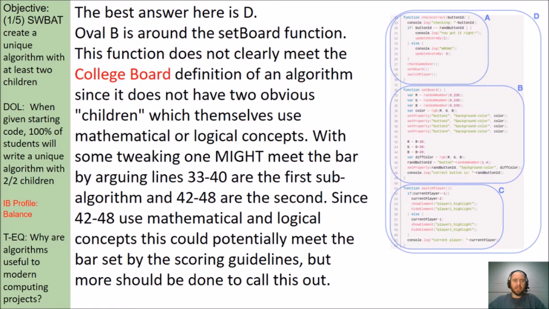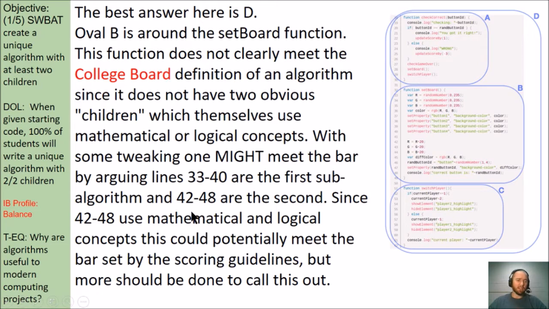So the best answer here is D. Oval B is around the setBoard function, and this function does not clearly meet the College Board definition of an algorithm since it does not have 2 obvious children. So these children would need to use mathematical or logical concepts as well. With some tweaking, one might meet the bar by arguing lines 33 through 40 are the first sub-algorithm and 42 through 48 are the second. Since 42 through 48 use mathematical and logical concepts, this could potentially meet the bar set by the scoring guidelines, but more should be done to call this out.